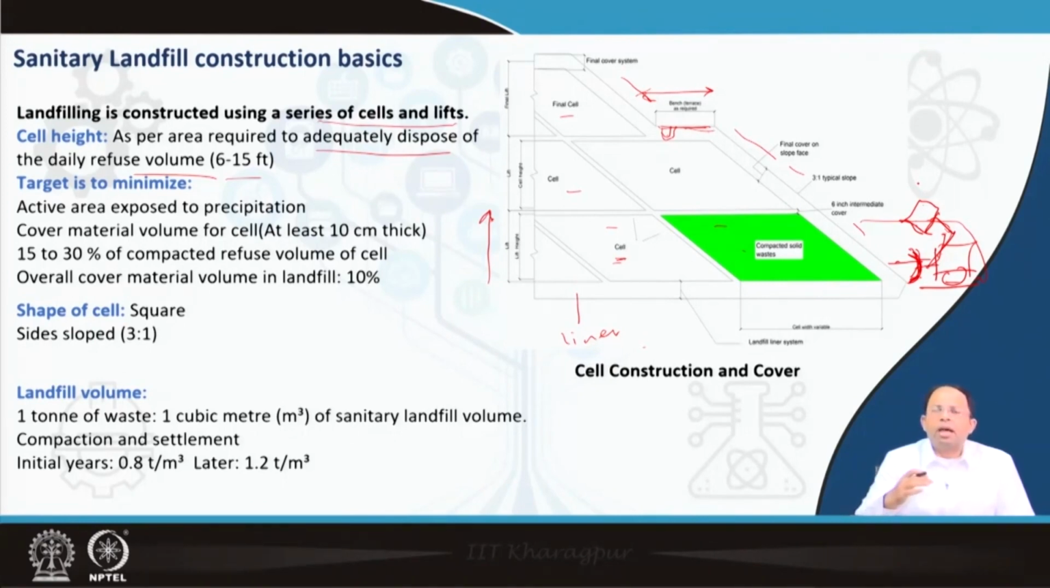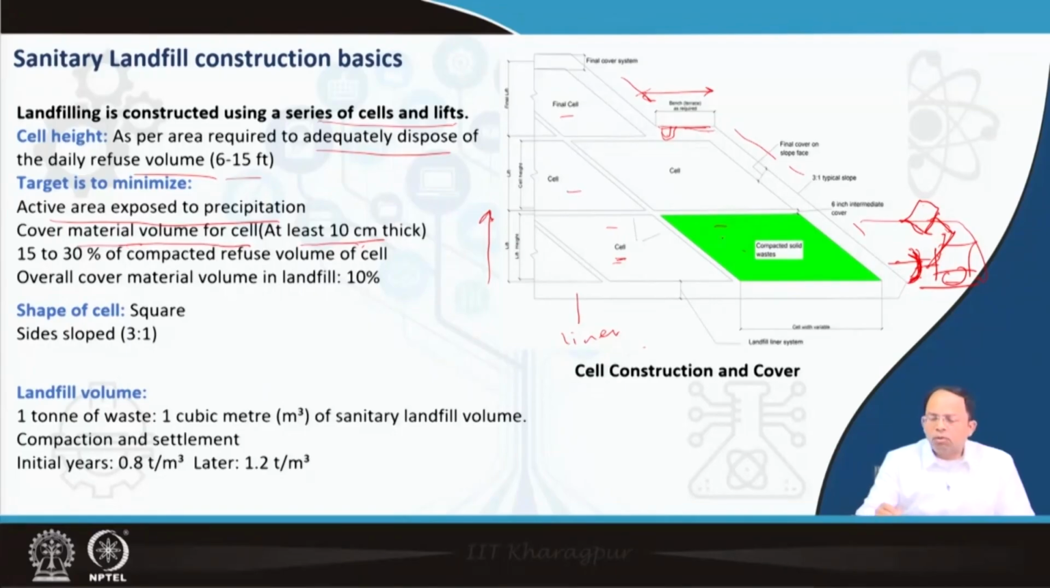At the same time, it is protected from the smell and other things that come out of garbage. So if you give a layer of soil, it is protected from that, and primarily we prevent water from getting inside the garbage, right? So that's why we give a little bit of soil. And so our target is to minimize the active area exposed to precipitation, right? So that means the layer of soil prevents water from getting inside. So for cover material volume, we require some soil to cover this particular garbage. It should be at least 10 centimeters thick, and we need to also determine what amount of soil is required.